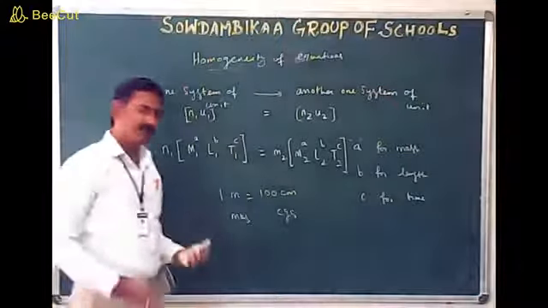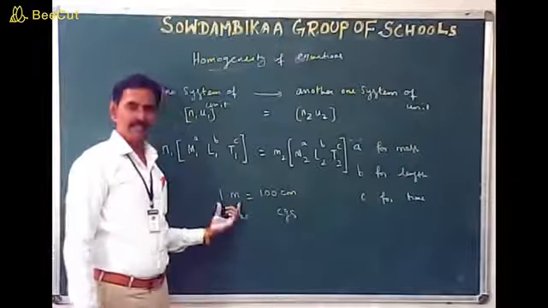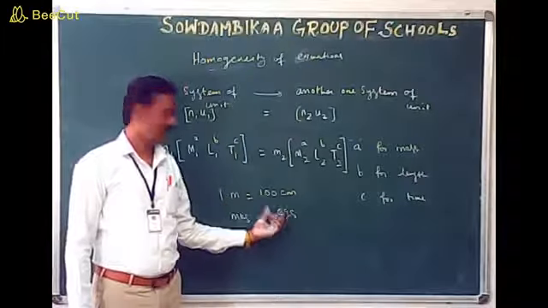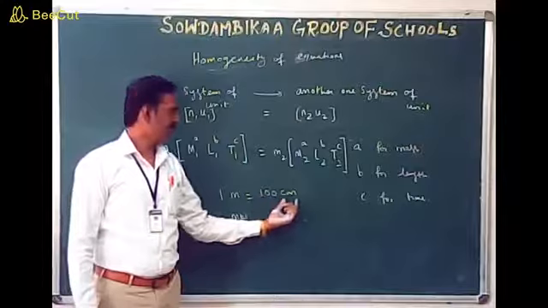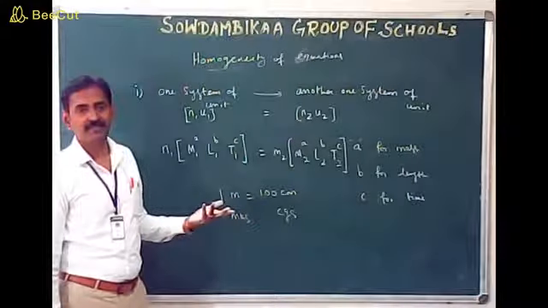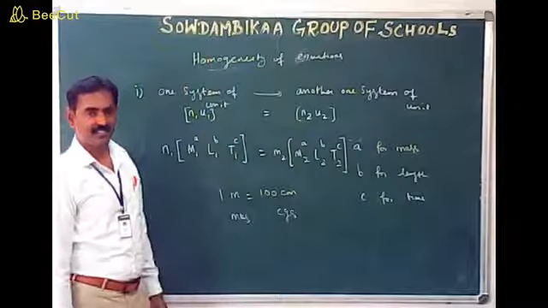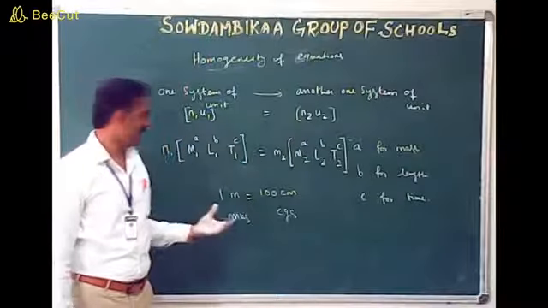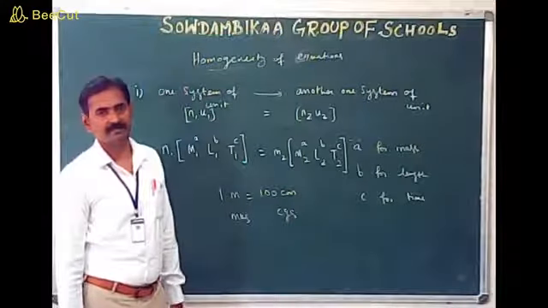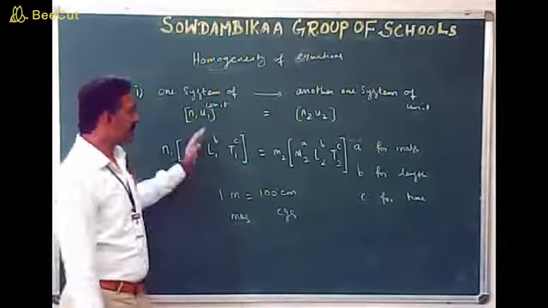That's a small example. In MKS, this value is 1 meter. The unit is meter. But in the case of CGS, the numerical value is 100. The unit is centimeter. But these two values are the same. So that is a general equation. This is a general form. Just understand that 1 meter is equal to 100 centimeter. That's all. Okay. That's the theory.